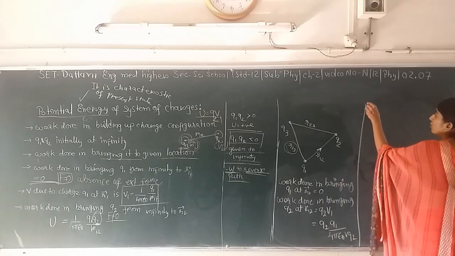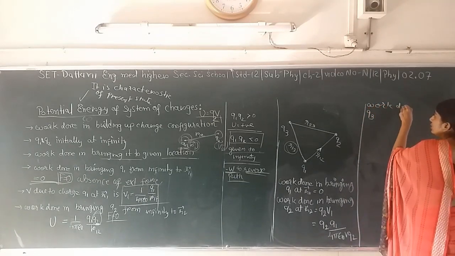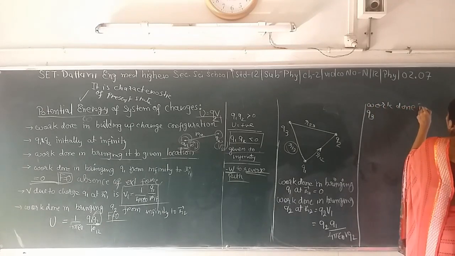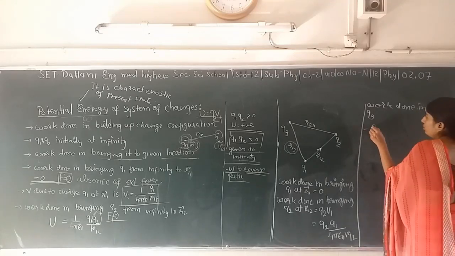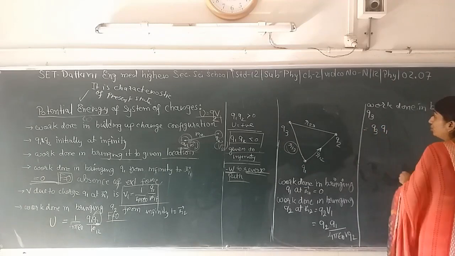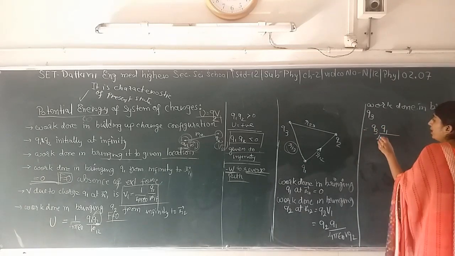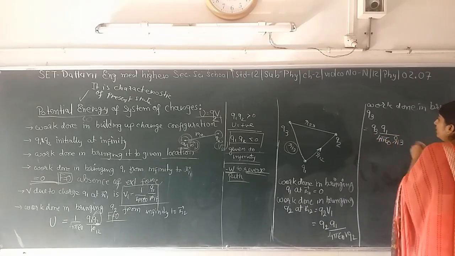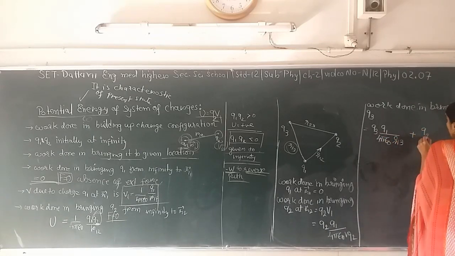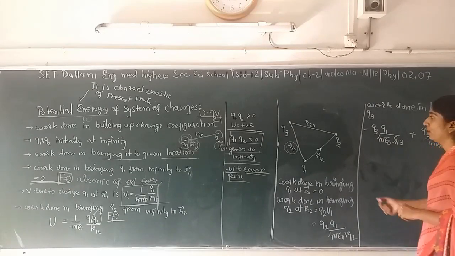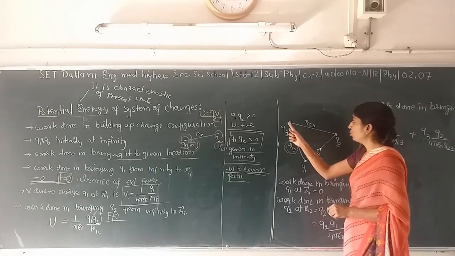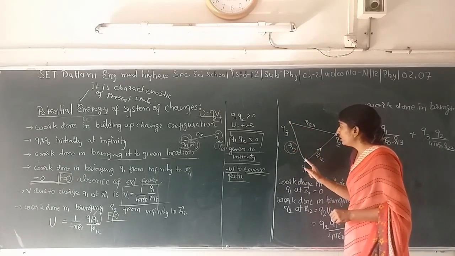For Q3, work done in bringing Q3 is equal to Q3 into Q1, due to the field of Q1, upon 4 pi epsilon naught R13, plus Q3 multiplied by Q2 upon 4 pi epsilon naught R23. R23 is the distance between Q2 and Q3. R13 is the distance between these two.